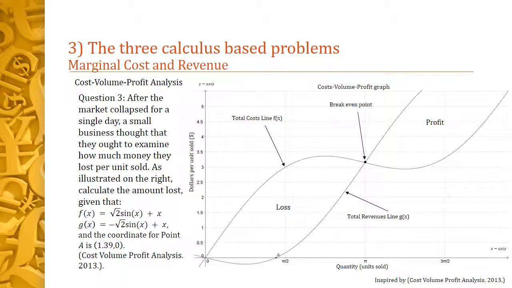The third question that I'll be addressing is, after the collapse of the market for a single day, a small business thought that they ought to examine how much money they lost per unit sold. As illustrated on the right, calculate the amount of loss, given that we have f of x, g of x, and the coordinate for a is 1.390.